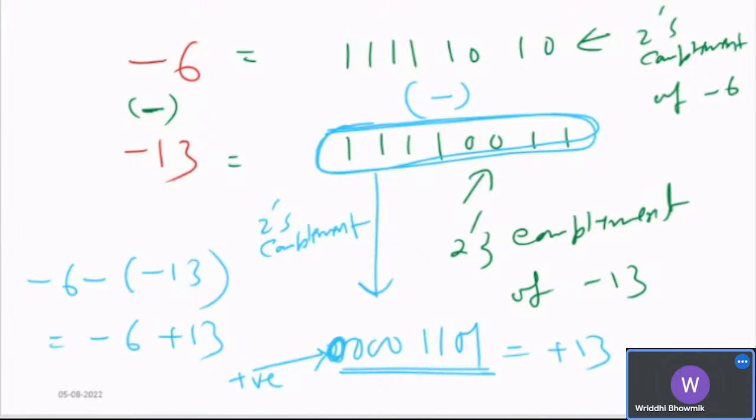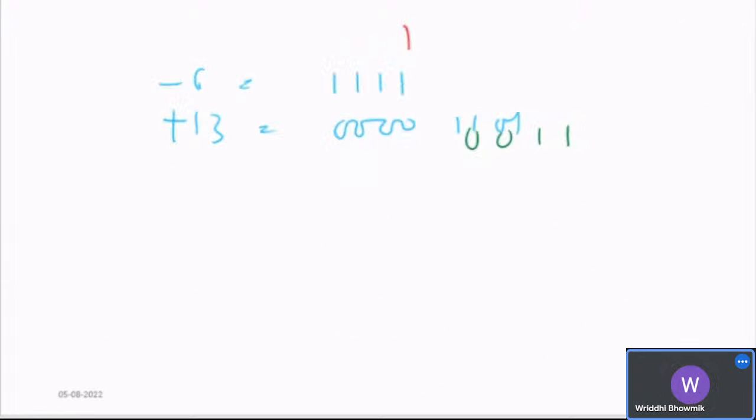So finally what you are doing is -13 -6 +13. So +13 means 0 0 0 0 1 1 0 1 and -6 means 1 1 1 1 1 0 1 0. Then just do the addition.